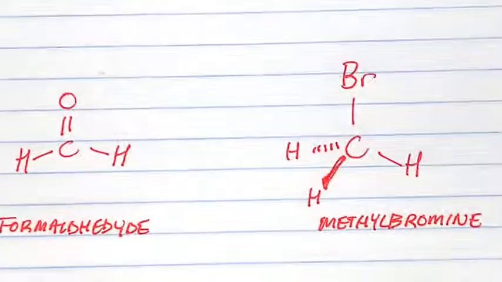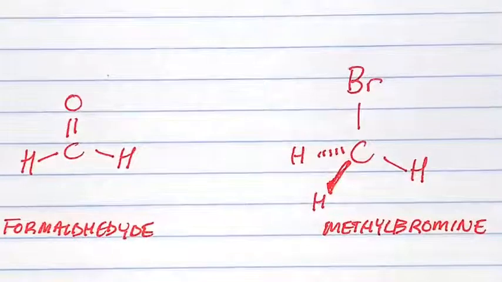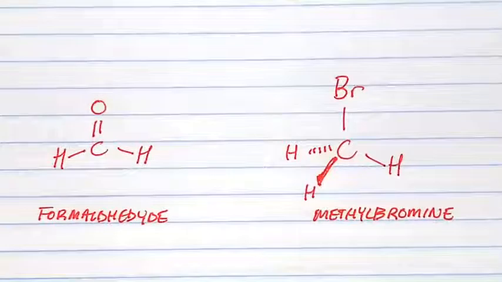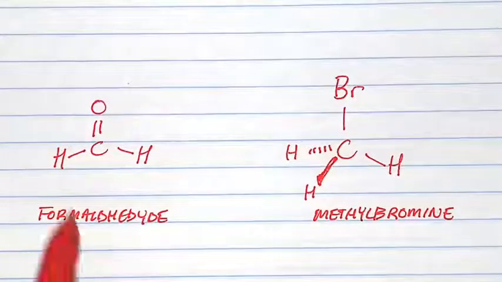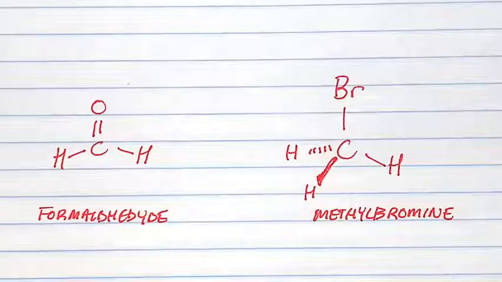Take a look at these two compounds here. One of them is formaldehyde, and the other one is dimethylbromine. And what is the type of interaction a formaldehyde molecule will make with another formaldehyde molecule? Will they even interact at all? So the answer has to do with polarity.